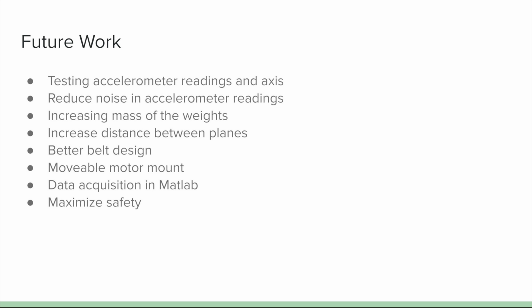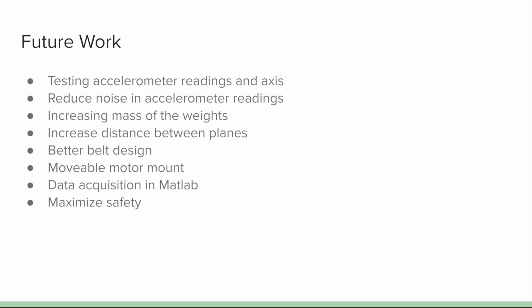For our design going forward into next semester, we will try to improve the readings given by the accelerometer so that it obtains meaningful data as well as reducing the noise being recorded. We want to increase the mass of the weights because the ones shown in the previous demonstrations are only 10% 3D printed parts, so they don't have much mass to them. We will increase the distance of the planes. Heavier weights and larger planar distance will amplify the readings from the accelerometers.